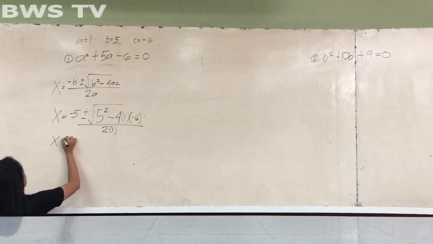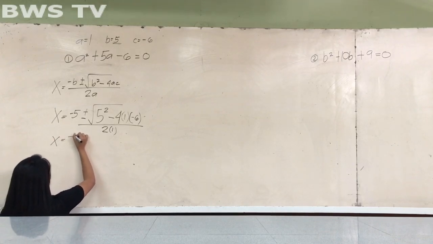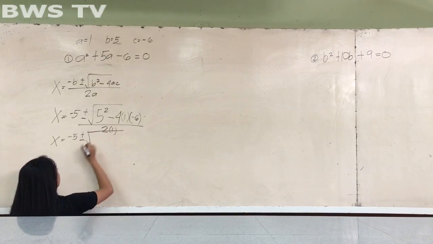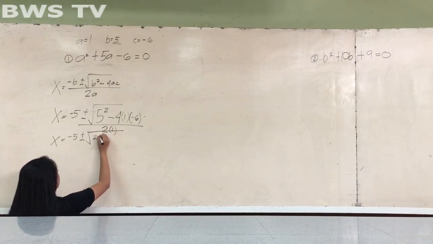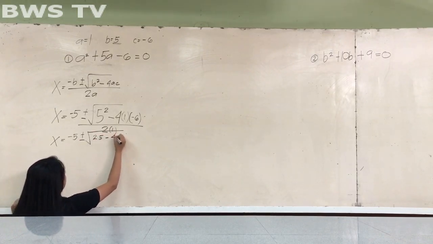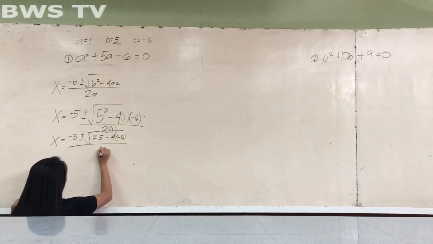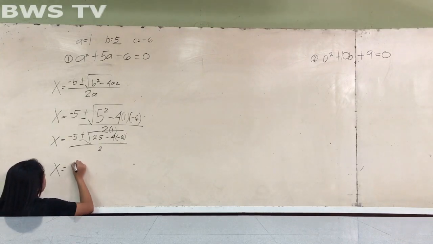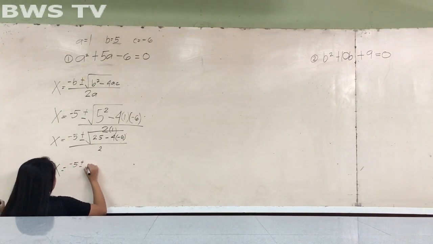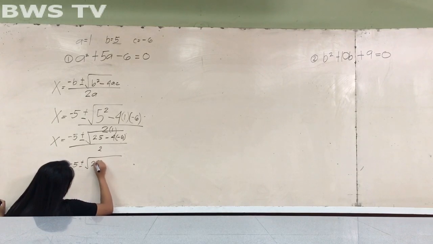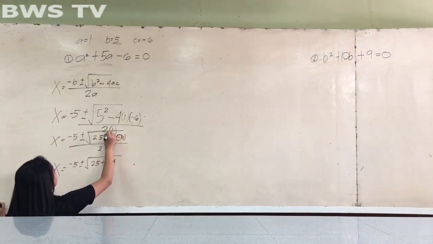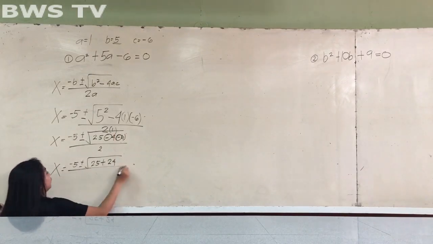x is equal to negative 5 plus minus square root of 25 minus 4 times 6, negative 6, over 2. x is equal to negative 5 plus minus square root of 25 plus 24, since it's both negative, over 2.